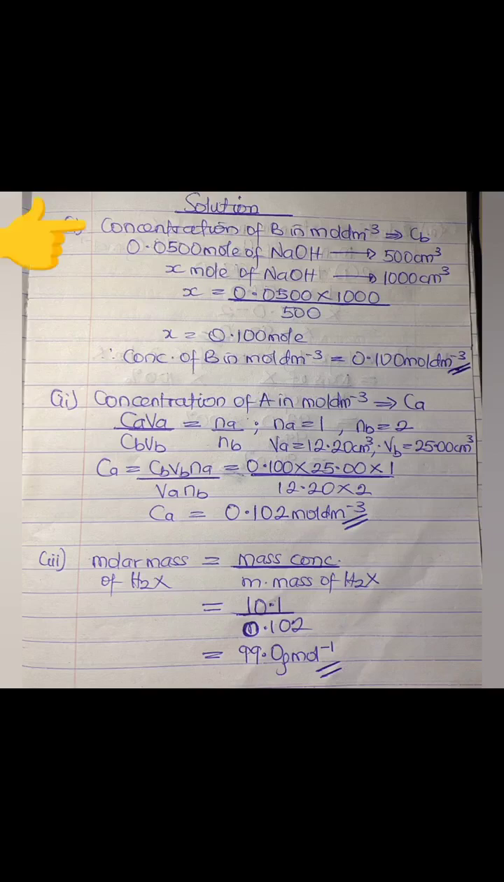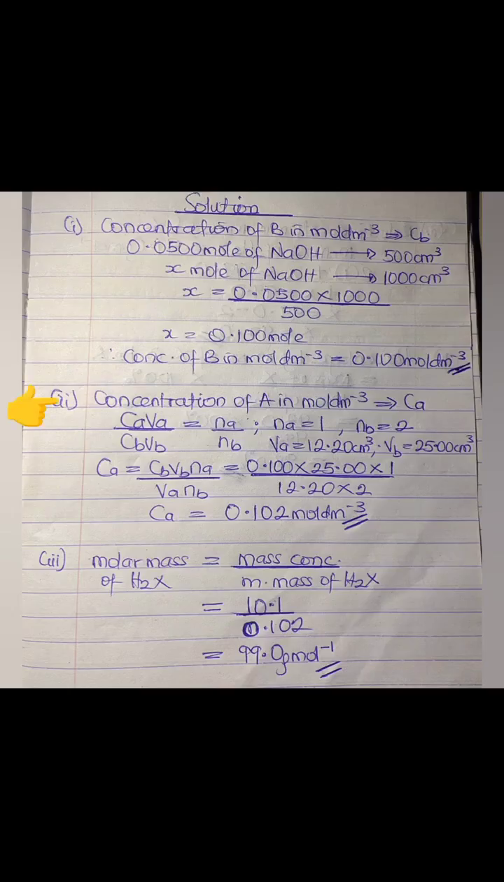So conc of B in mole per dm cube, how do we get it? We look at the relationship. We have that 0.0500 mole of NaOH is found in 500 cm cube. Then what mole, X mole, of NaOH do we have in 1000 cm cube? First multiply: 0.0500 times 1000 is equal to 500 times X. If you make X the subject of the formula, you get 0.0500 times 1000 divided by 500. So our X will give us 0.100 mole. That simply means the conc of B in mole per dm cube will be 0.100 mole per dm cube.